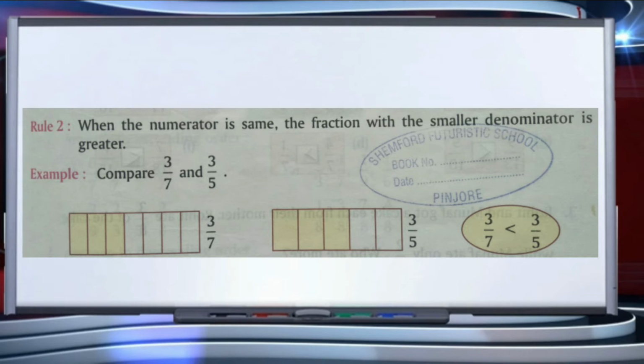Here is one picture drawn for the 3 by 7 fraction and the 3 by 5 fraction. In this, the length is the same, and 3 by 7 is divided into 7 parts and 3 by 5 is divided into 5 parts. It is clear from the picture also that 3 parts out of 5 equal parts is greater than 3 parts out of 7 equal parts. That means 3 by 5 is greater than 3 by 7.